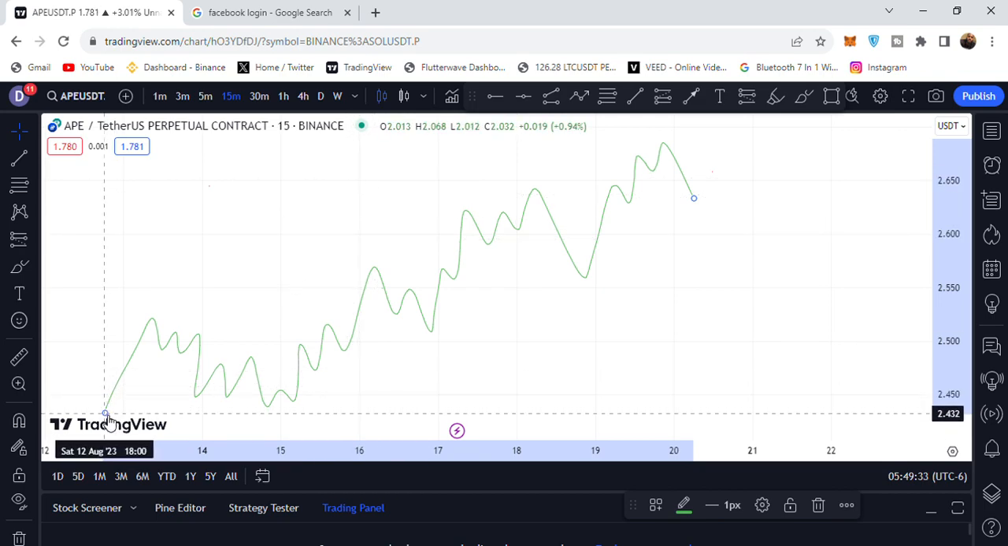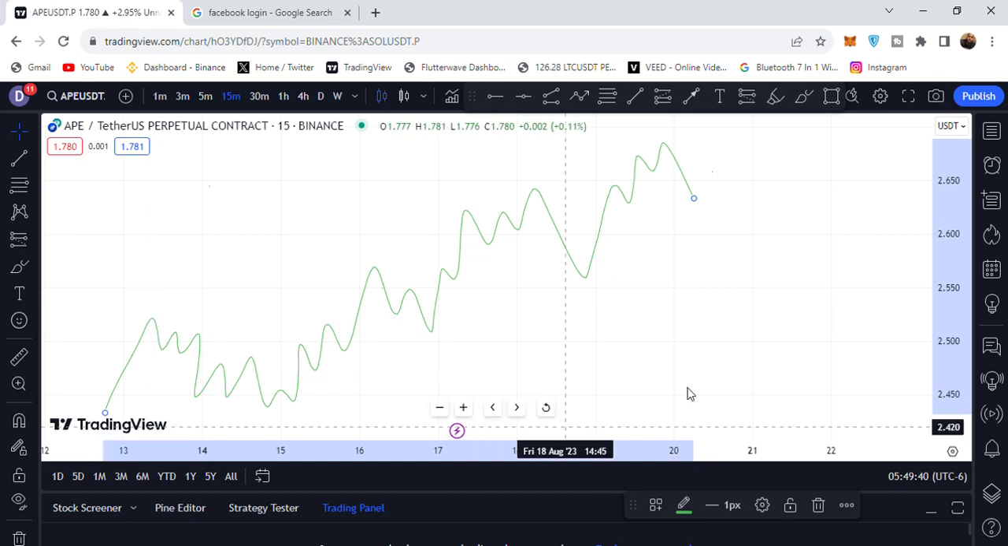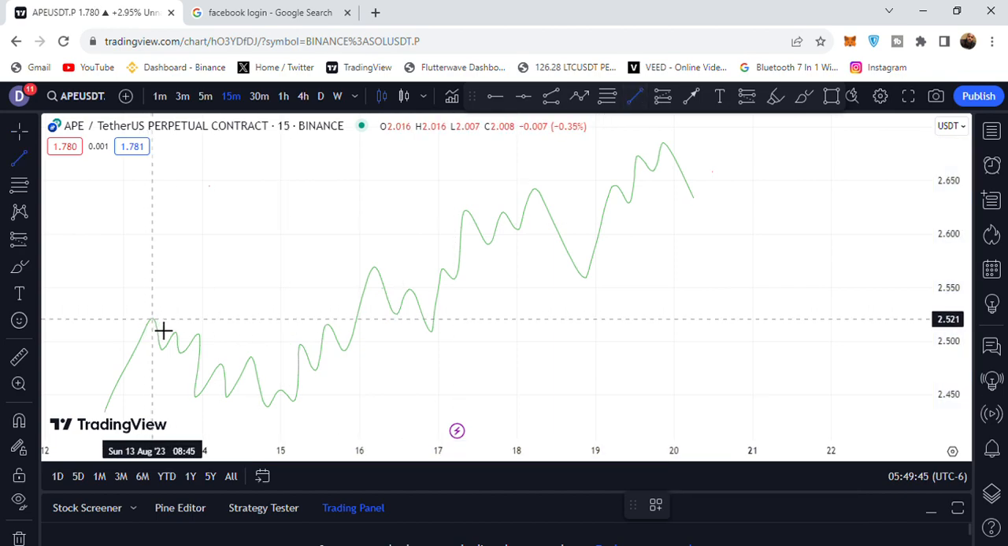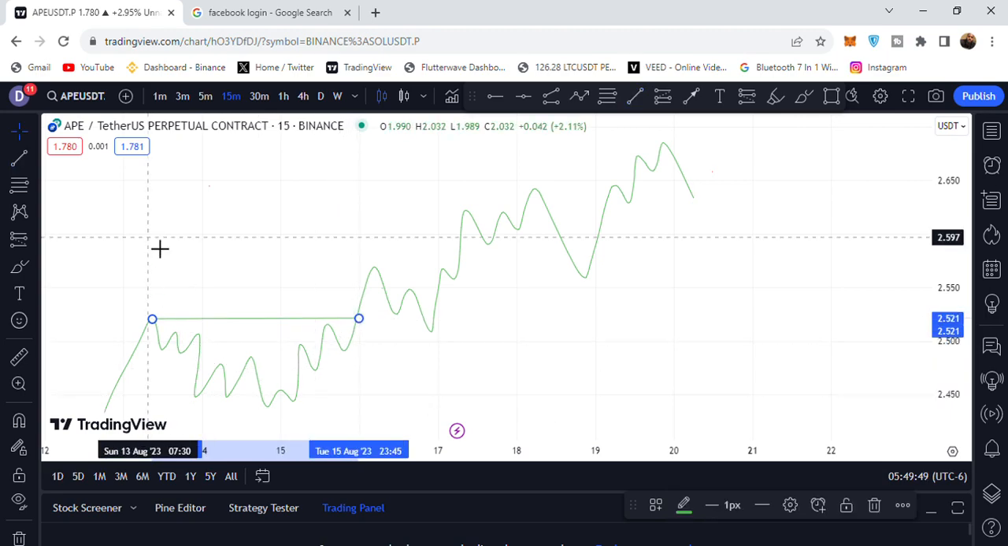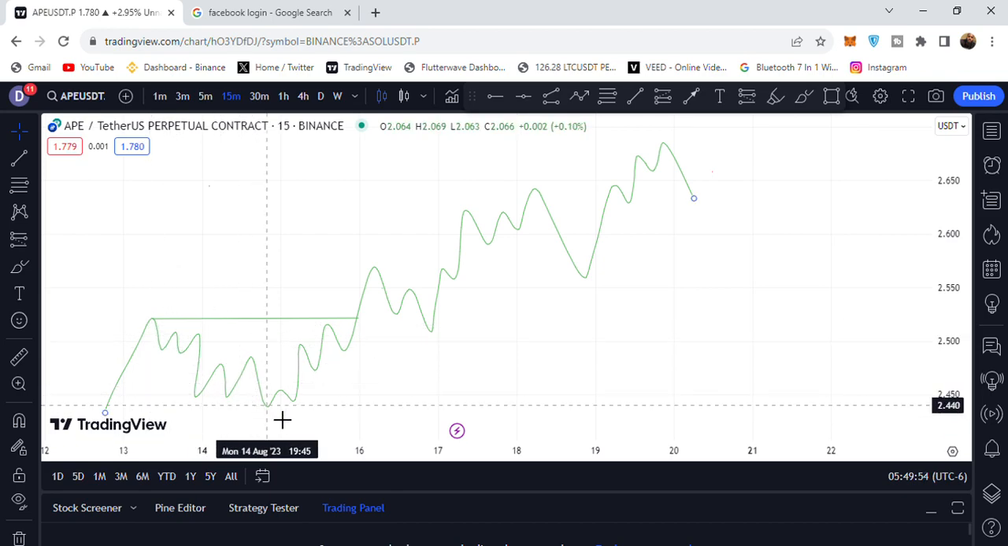Okay, I'll start from here. We have this here. The market went up, and this is your higher high. What you just have to do is mark it out. Once you notice that higher high, just mark it out. Okay, we have a higher high here, and then this came down. This is your higher low.